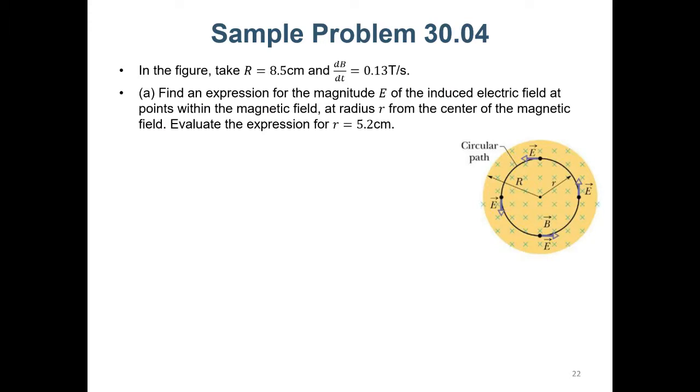So for this problem in the figure, take R equals 8.5 centimeters. dB/dt is 0.13 Tesla per second. Find an expression for the magnitude E of the induced E field at a point within the magnetic field and radius r from the center of the magnetic field. Evaluate the expression for r equals 5.2 centimeters.